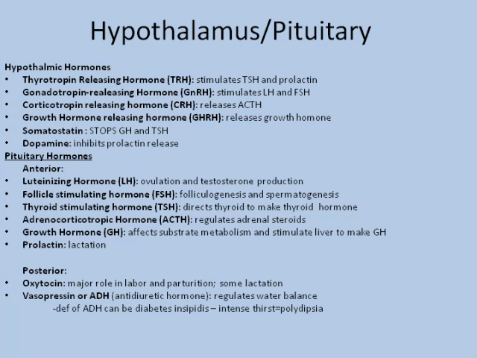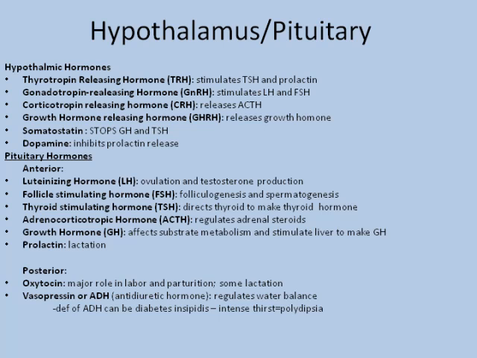Then we've got anterior and posterior pituitary hormones. Anterior pituitary hormones include luteinizing hormone, which is involved in testosterone production. Follicle-stimulating hormone is involved in folliculogenesis and spermatogenesis, in other words, the making of an egg and sperm. Thyroid-stimulating hormone directs the thyroid hormone. Adrenocorticotropic hormone regulates adrenal steroids. Growth hormone affects metabolism and stimulates the liver to make growth factor. And prolactin is involved in lactation.